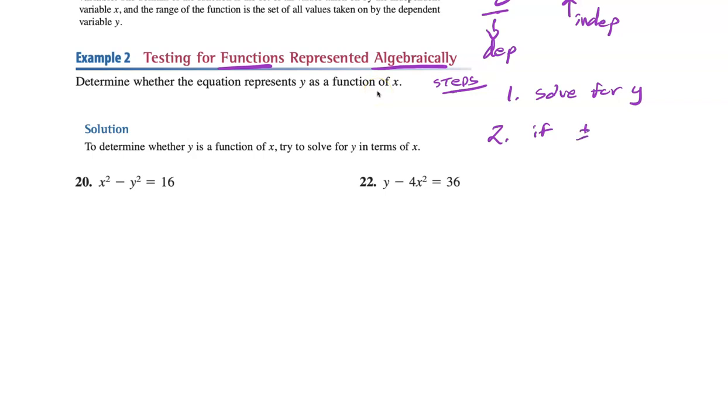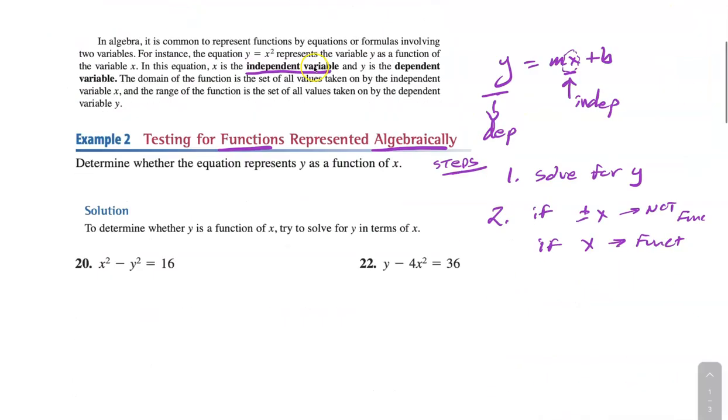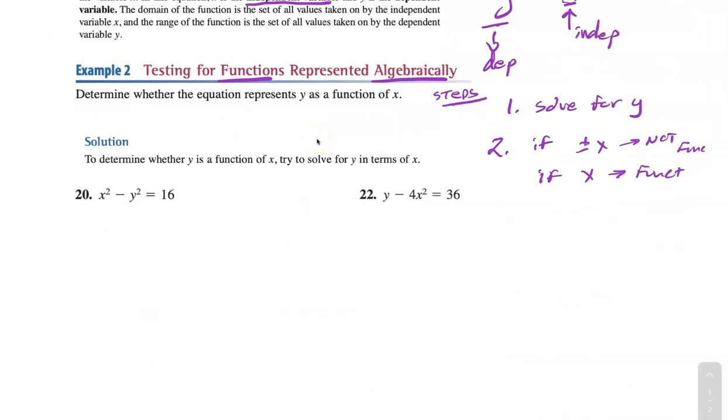If you get a plus and minus, that's not a function. If you just get x, then it is a function. That's it. That's all it is. You want to solve for y. If you get a plus and minus, then it's not a function, because that means you have 2 x's for every y, which is, again, the no-no, right? You can't have that. If you don't get that, then it's a function. So that's all it is.